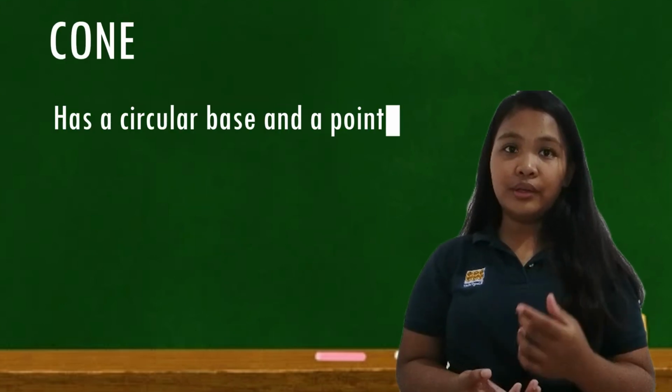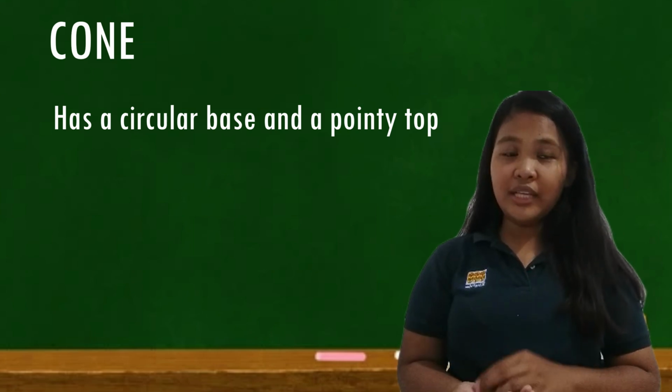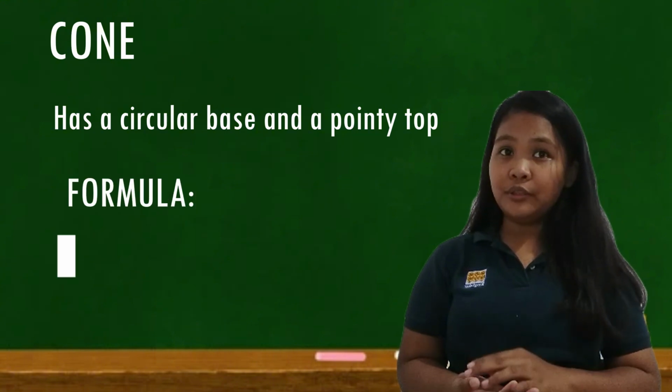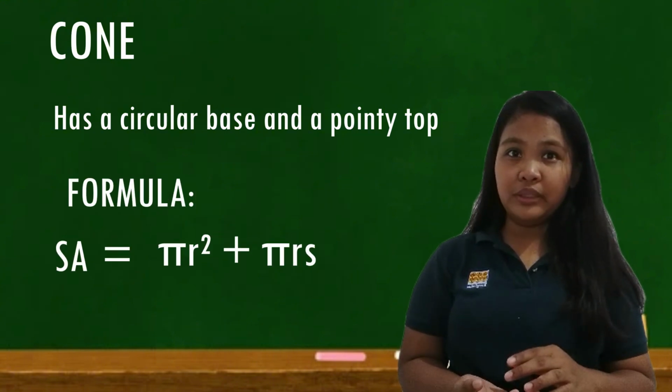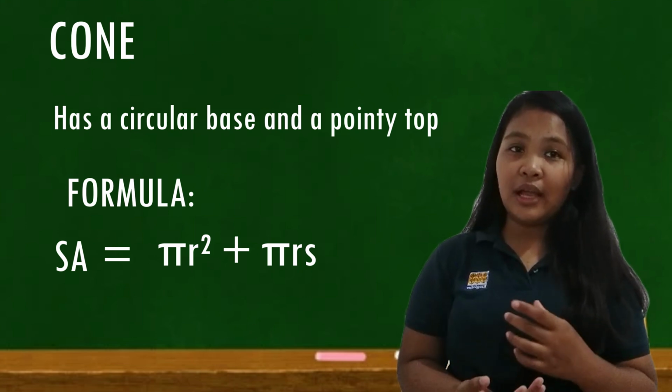The next is the cone. A cone has a circular base and a pointy top. An example of this is the ice cream cone. The formula for the surface area is pi r squared plus pi rs, where r is the radius of the base and s is the slant height.